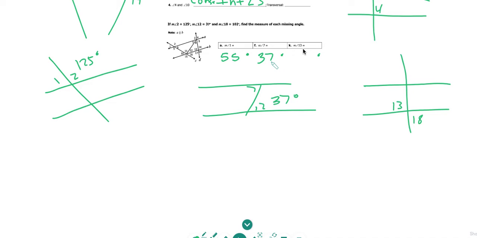Now I'm looking for angle 13. Again, I'm going to look for the transversal that has one of these three angles on it. That is transversal D. So I notice that angle 13 and 18 are vertical angles. So if angle 18 is 102, then angle 13 is 102. And now you have reviewed for your quiz.